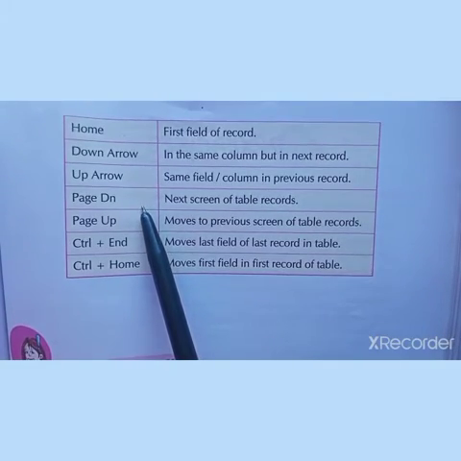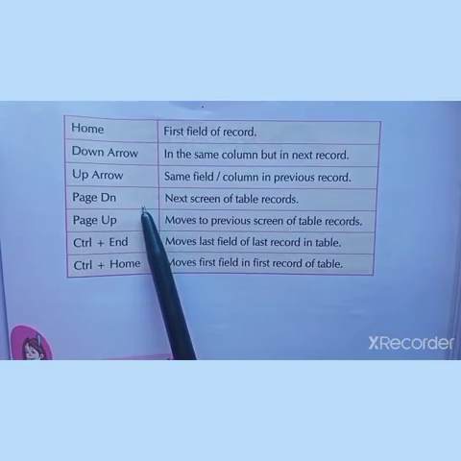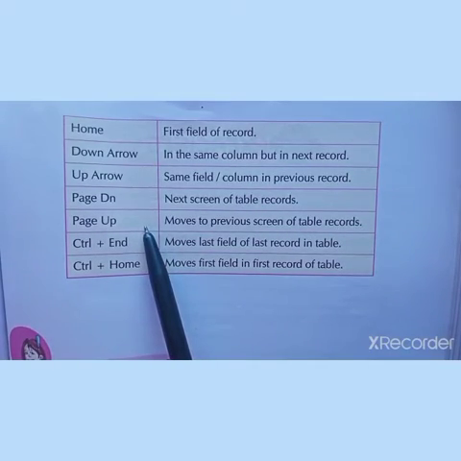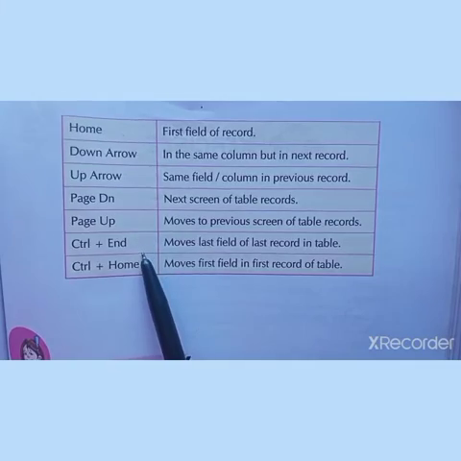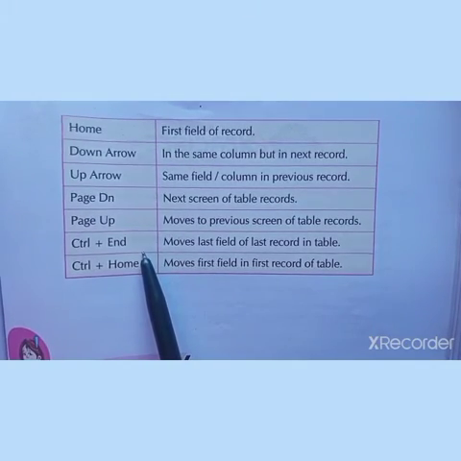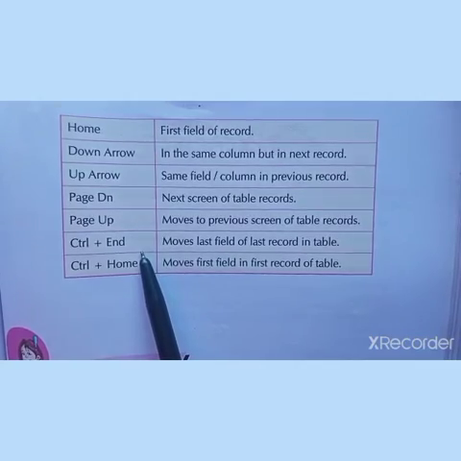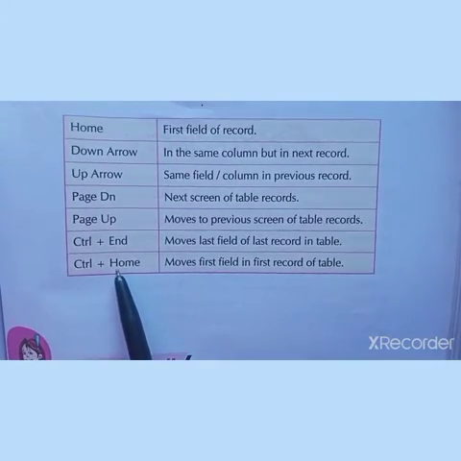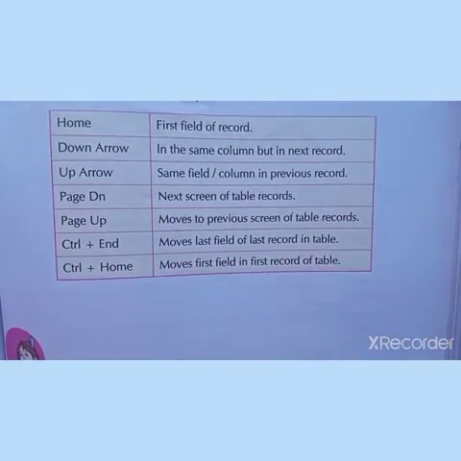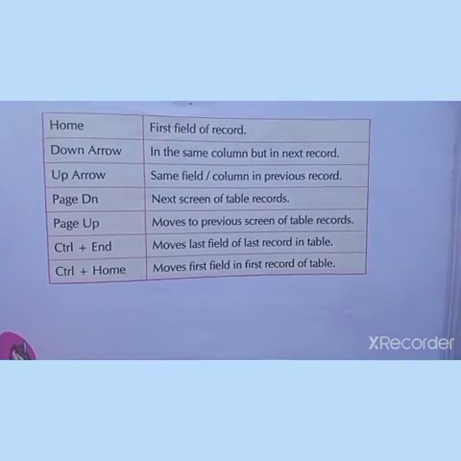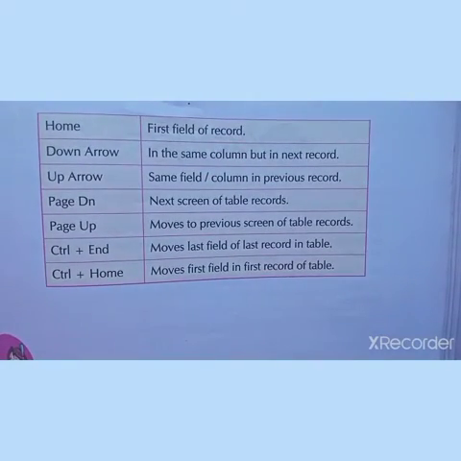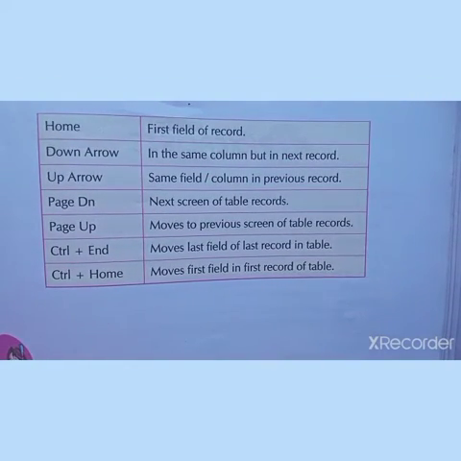Page down will take us to the next screen of the table record. Page up will help us to move to the previous screen of the table record. Control plus End will help us to move to the last field of the last record in the table. Control and Home moves to the first field in the first record of the table. So these are some of the keys that can be used to enter the data in the table.